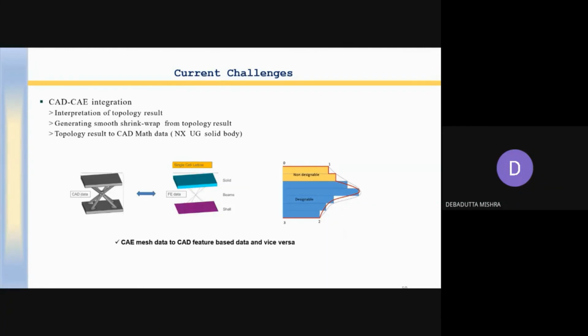So when you are printing this one, you can see in effect this is not a smooth line. Rather, these are some straight lines which are being printed over here, and this depends upon the resolution of the machine. Okay. And some parts can be designable, some parts can be non-designable. Now this you can make smoother and smoother by allowing various optimization algorithms, and you can generate a smooth shrink wrap from topology result. Okay.